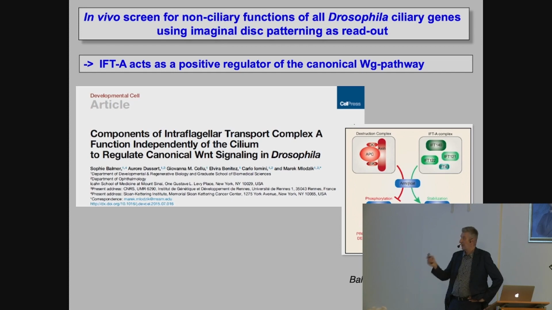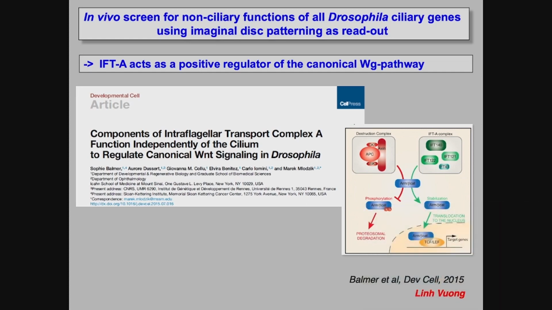Initially, we could show that out of these 120 plus genes that are cilia associated, only a very small number have an effect in our assays, where we looked at all signaling pathways: Wnt, DPP, BMP, EGFR, RTK, Notch, JAK-STAT, etc. Only the IFT complex affected Wnt signaling, and 2 other genes affected Notch signaling, which we haven't followed up yet. So we're now focusing on trying to figure out what the IFT complex is doing in the cytoplasm at the level of canonical Wnt signaling.